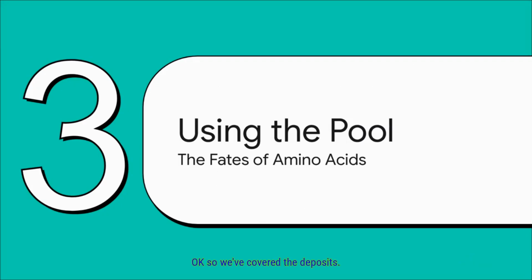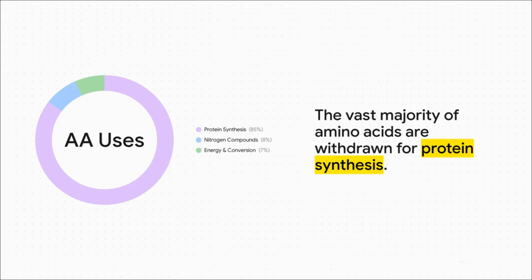Okay, so we've covered the deposits. Now let's look at the withdrawals. Where are all these amino acids going? What are they being used for? Well, no surprise here, the biggest withdrawal by far is from making new proteins. That 300 to 400 grams we just talked about, most of it gets pulled right back out to build new muscles, enzymes, you name it.